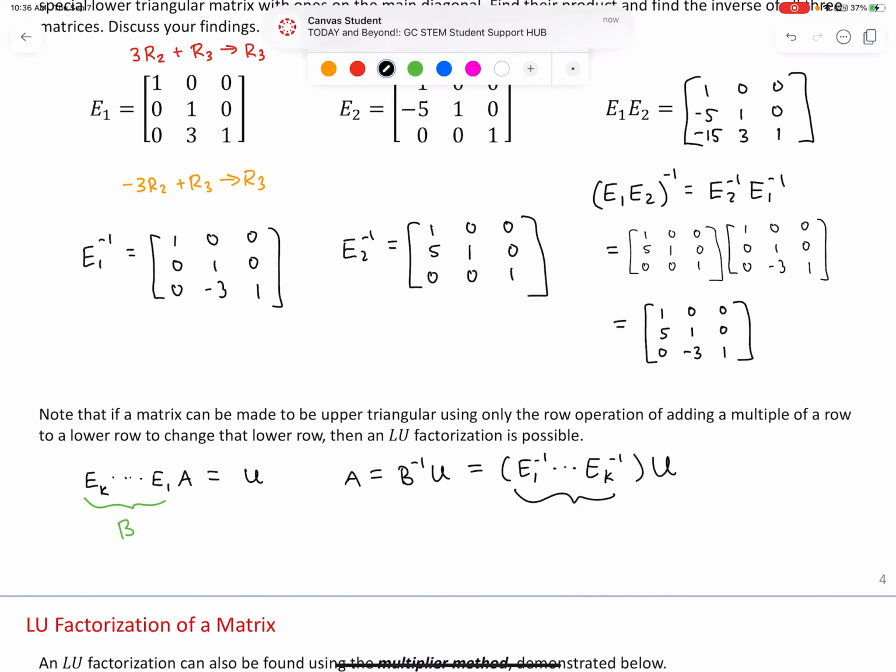All of these inverses of these elementary matrices are special lower triangular, and their product is special lower triangular, meaning that we do have something of the form L as described before. So we have L has 1s on the main diagonal, and then 0s above the main diagonal, and then potentially non-zeros below the main diagonal. But as you can see, we have A expressed therefore as L times U.